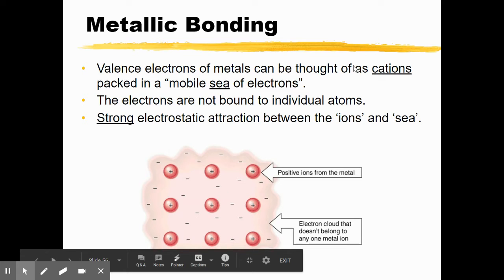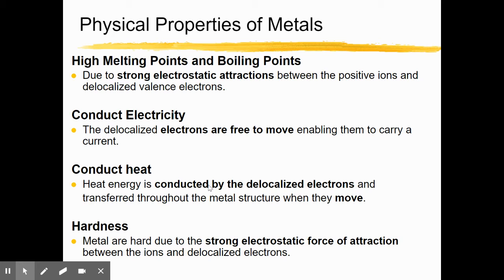And there's a very strong attraction between the ions and the sea, because it's the positive cations attracted to the negative electrons. Because of that behavior, it explains the properties of metals, which are that metals have high melting and boiling points, and that's due to the strong attraction between the positive cations and the negative electrons that surround them. So it's hard to melt metal or to boil metal, which makes sense. I would be pretty afraid if I saw my cast iron pan melt before my butter melted.